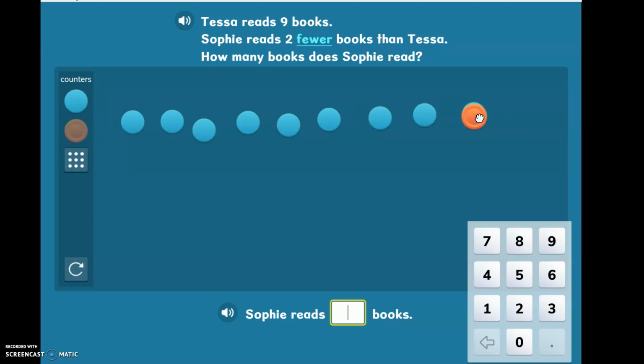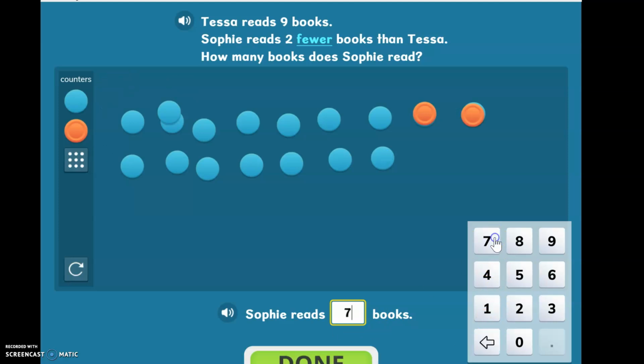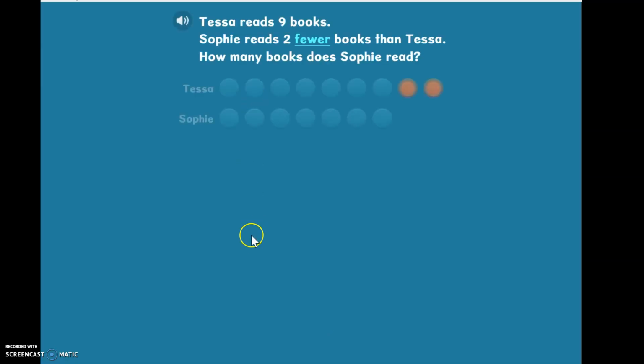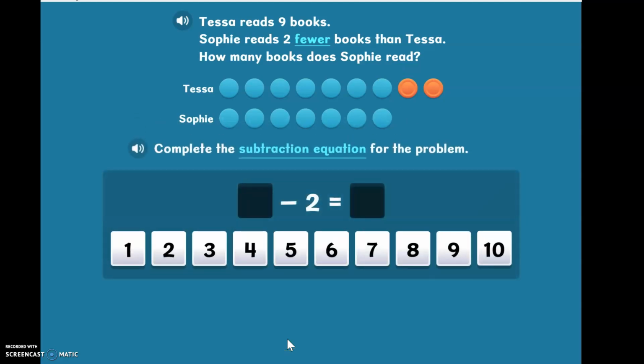Okay, so 2 fewer. So that means I'm going to make 2 of them orange. And you should be able to see the 2 orange and then the 7, 1, 2, 3, 4, 5, 6, 7 blue. So 7 is how many books Sophie reads. And I'm trying to line them up so you can see them. So they match up. So the bottom row is the 7 from Sophie. The top are Tessa's. There we go. And it matches. Theirs look a lot nicer than mine.